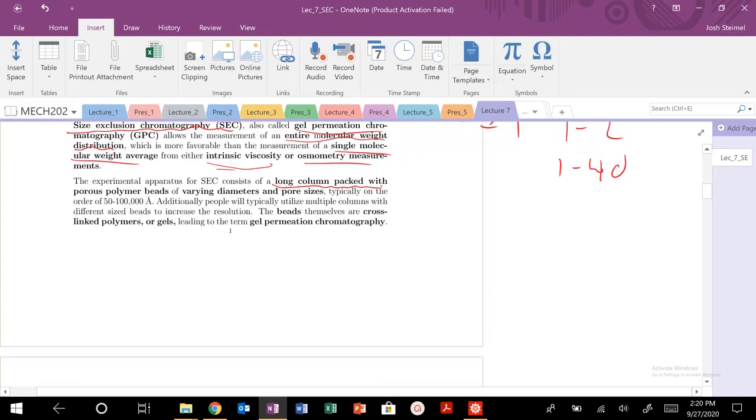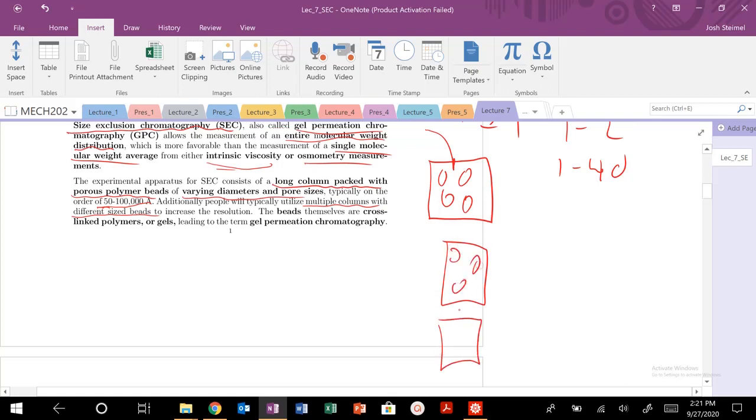So we have this long column packed with porous beads. They have varying diameters and pore sizes, usually on the order of 50 to 100,000 angstroms. People will oftentimes also use multiple columns, with different size beads, to increase the resolution. Sometimes you might have a single column, and you flow your polymer through all the pores. But sometimes people will have multiple ones to really filter through and distinguish between molecular weights and sizes, increasing the resolution of your experiment. So it would flow here, then here, and then here, and eventually at the end you'd get your eluted volume. But anyway, we're getting a little bit ahead of ourselves as usual.